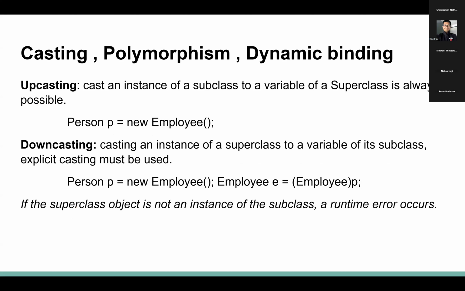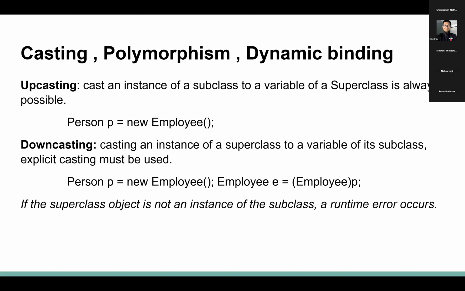Okay, let's talk more specifically about inheritance. Let's talk about casting first. There are upcasting and downcasting. If you're trying to make a subclass a type of its superclass, then you're using upcasting. For example, Person p = new Employee(), which means you create a new employee instance and then you upcast it to a person.